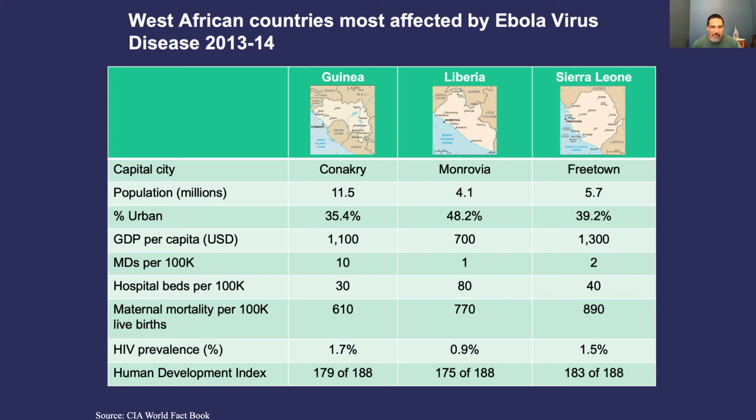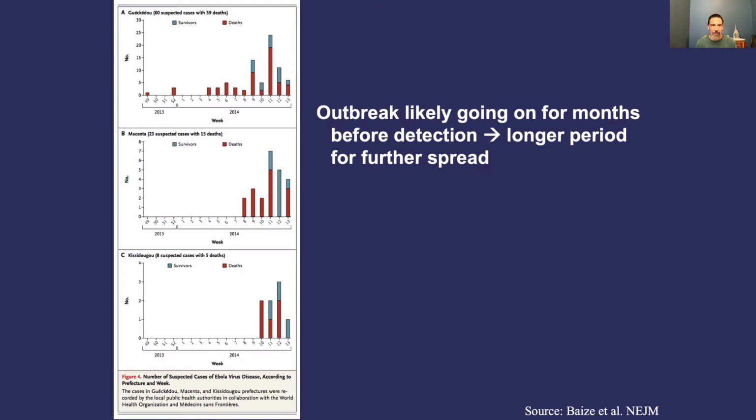You can get a sense of the healthcare infrastructure or lack thereof through the estimates of maternal mortality per 100,000 live births. In terms of the Human Development Index, these three countries rank among some of the lowest in the world. So these are very resource poor settings, with not much resources and infrastructure to respond to an outbreak of Ebola virus, a large outbreak of Ebola virus.